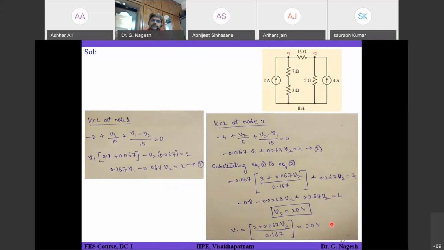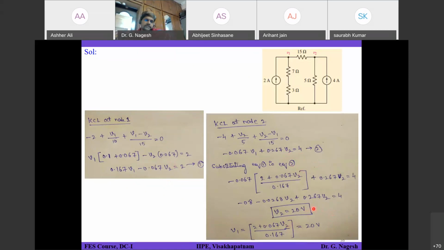So the basic thing is how to write these first two equations, equation 1 and equation 2. If you are very clear and if you write those two equations properly, then you have done a major part of your problem solving, and the remaining thing is simple substitution and solving. Okay, so if you do that, you will find out that V1 and V2 are equal to 20 volts.